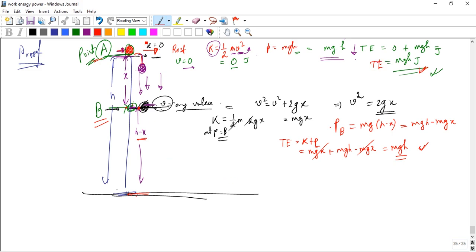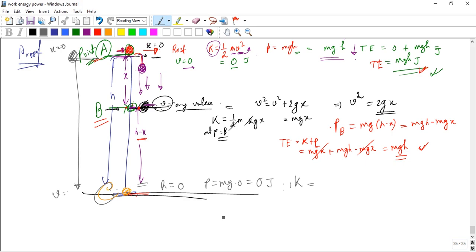Now at the bottom, the bottom point is point C. At point C, h is equal to 0. So the potential energy is very simple, mg times 0, that is 0 joule. But for kinetic energy, if we consider the ball or object goes from that point to the ground, u is equal to 0. Calculate v at some value.